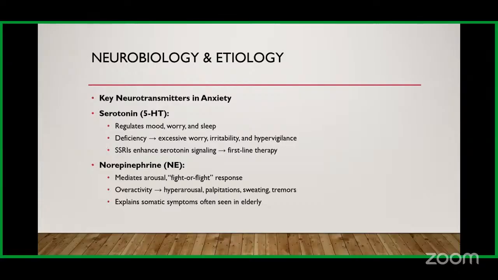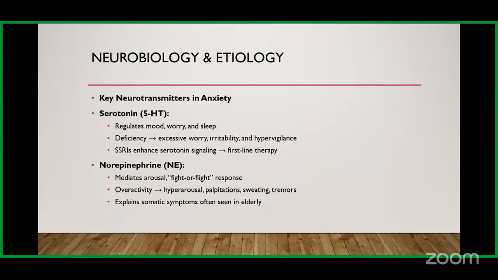Regarding neurobiological facts, the key neurotransmitters in anxiety are, number one, serotonin or 5-hydroxytryptamine, that becomes depleted or deficient. It regulates the mood, worry, and sleep. Its deficiency, as in anxiety disorders, leads to excessive worry, irritability, and hypervigilance. Therefore, SSRIs, or selective serotonin reuptake inhibitors, which enhance serotonin signaling, are the first line in management.